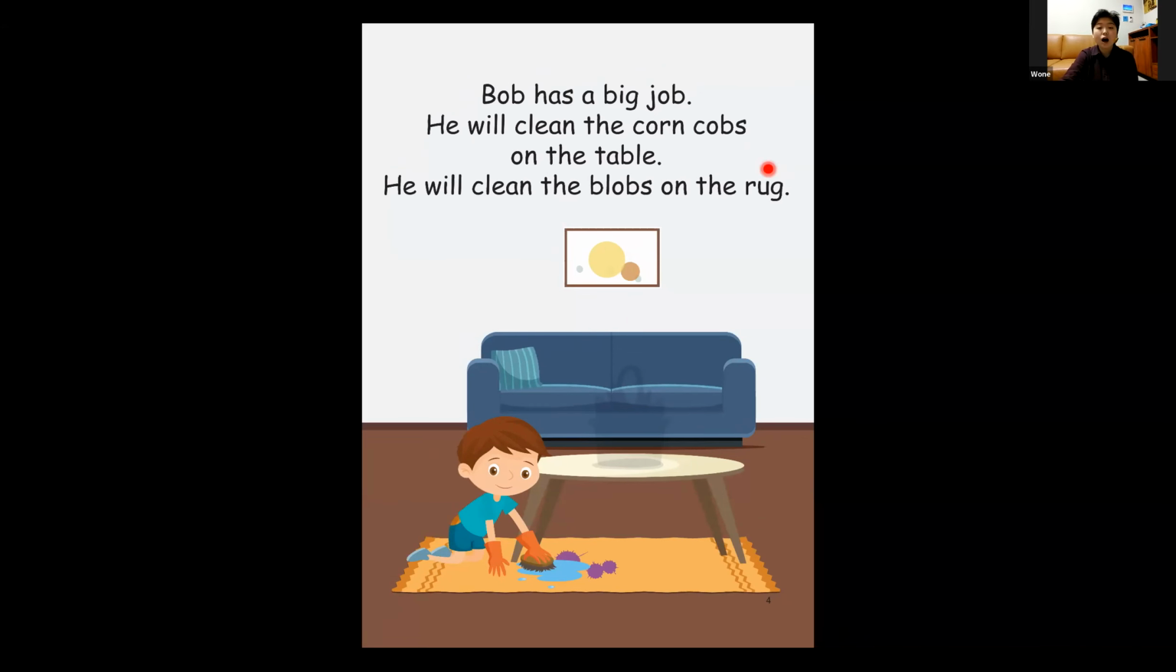Bob has a big job. He will clean the corn cobs on the table. He will clean the blobs on the rug.